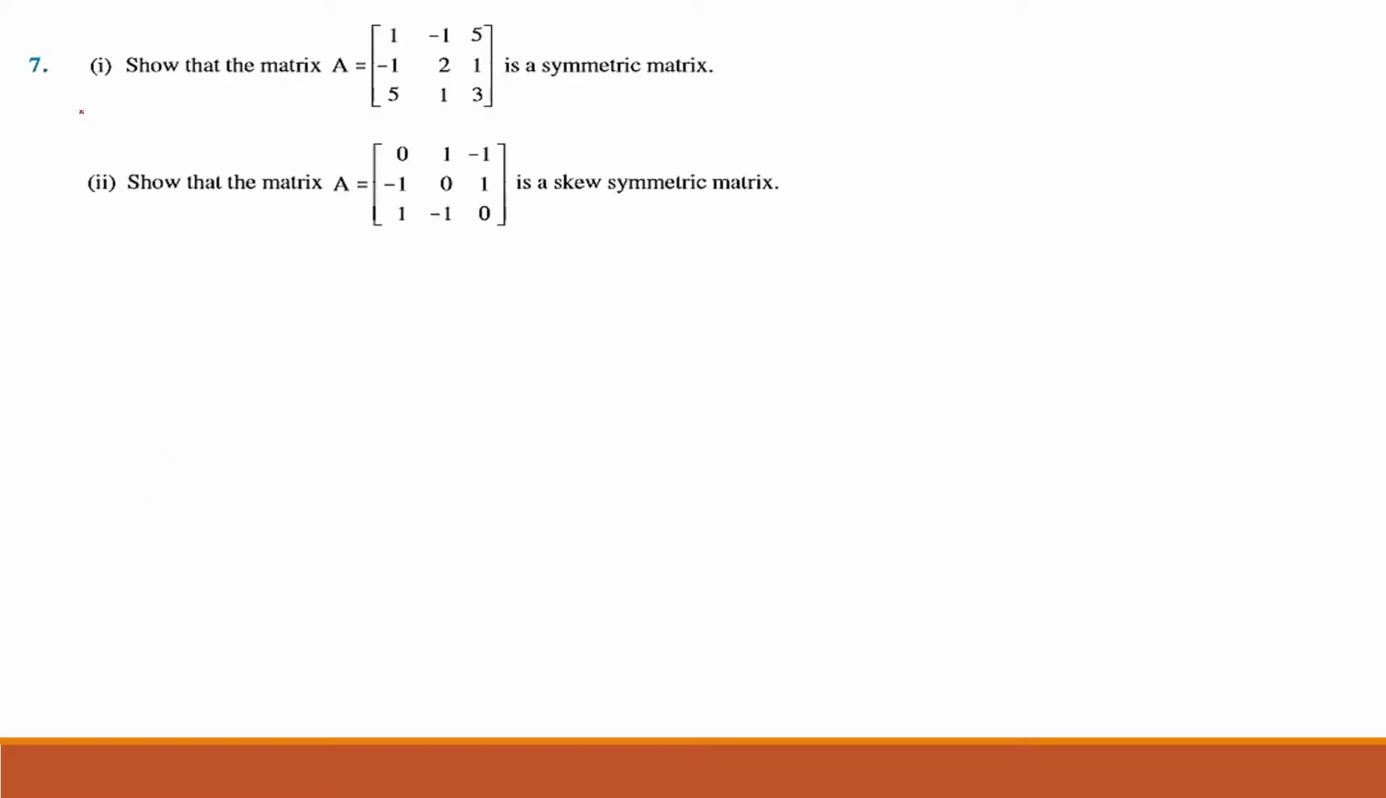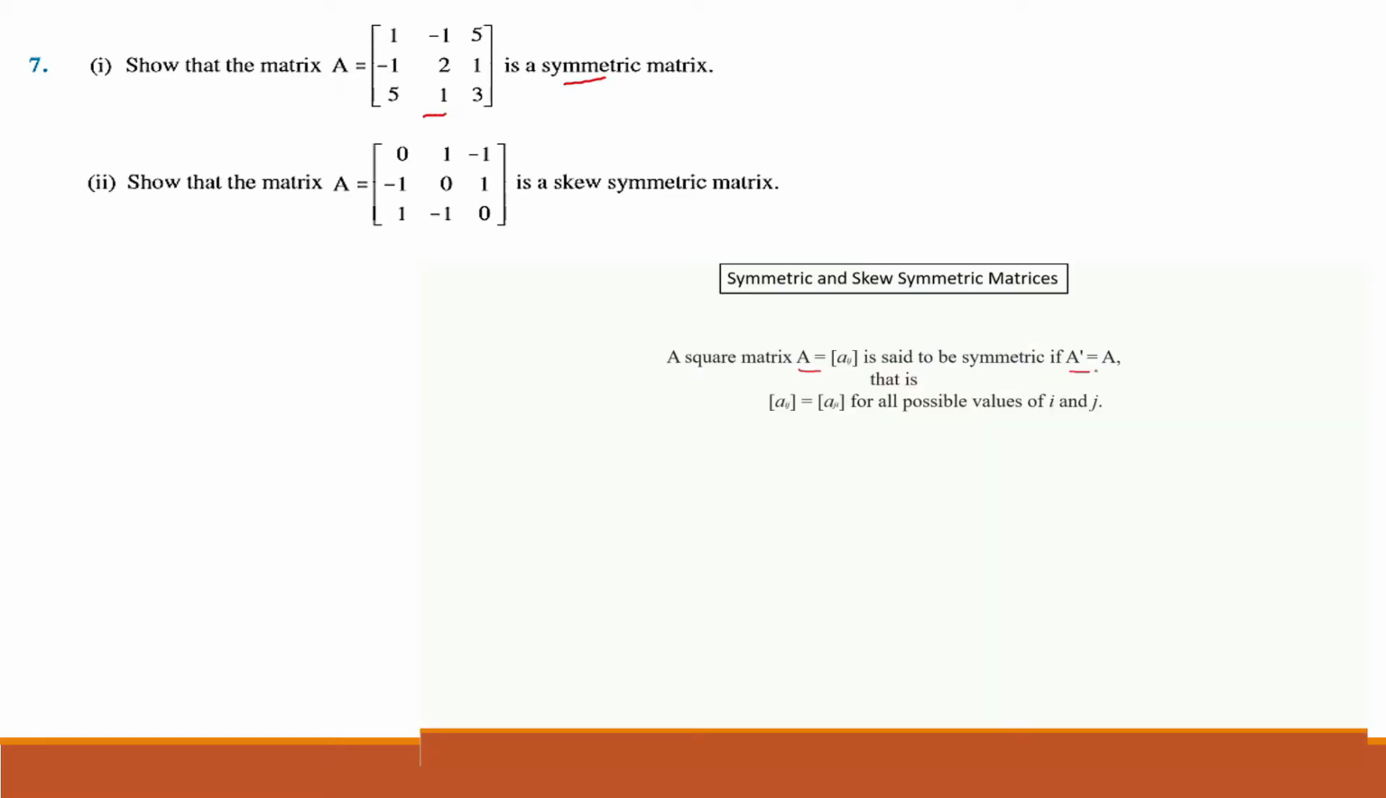In the seventh problem, we have to show that the matrix A is a symmetric matrix. We have seen in the previous video that a symmetric matrix is one where, if we take the transpose of A, it will be equal to A. So let us see how this matrix is symmetric.